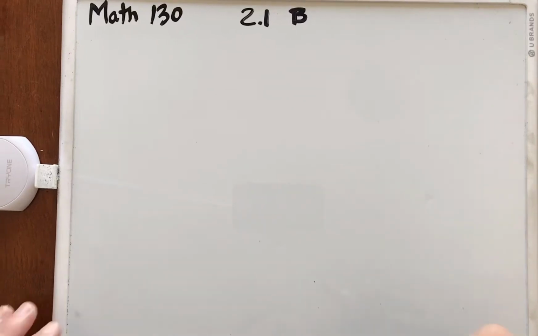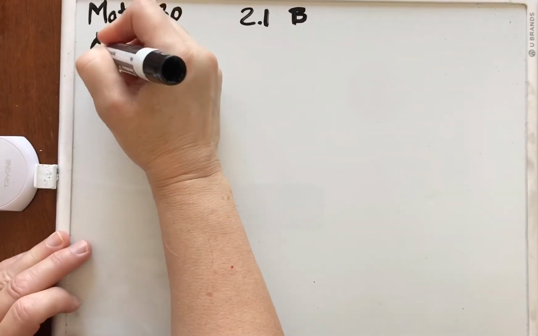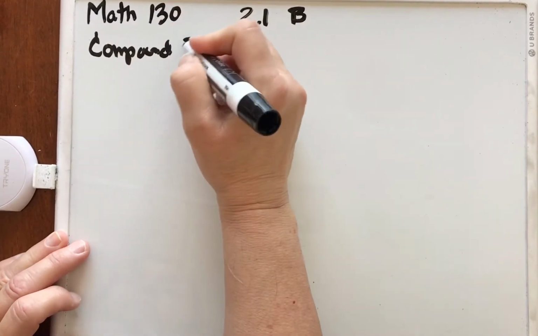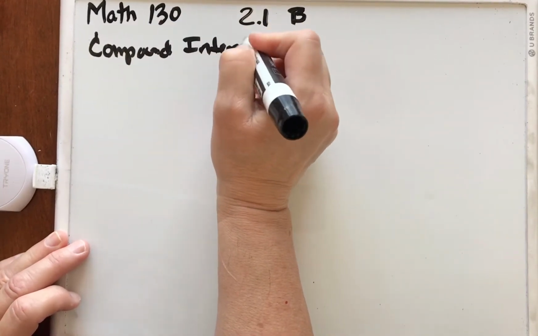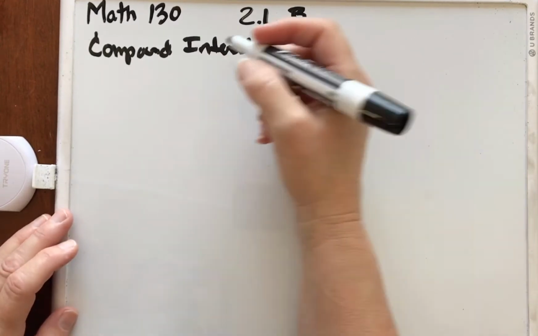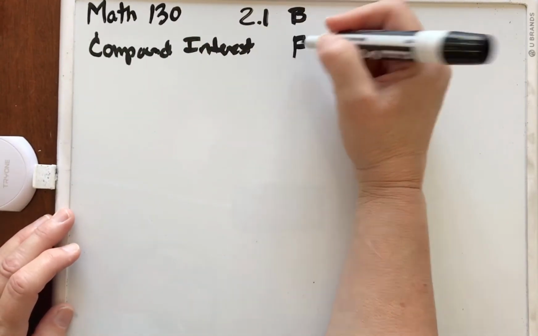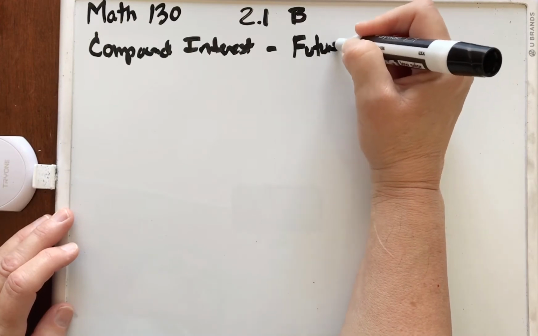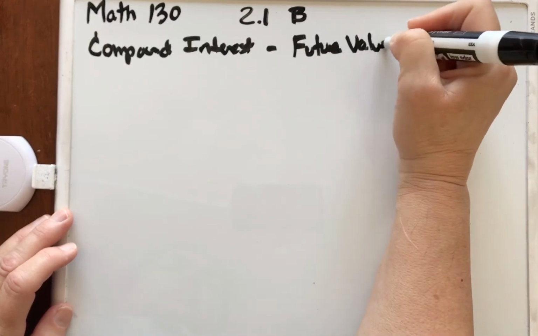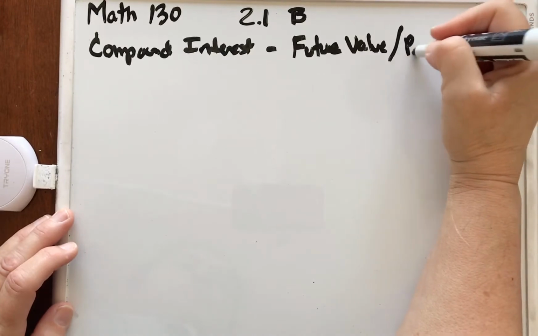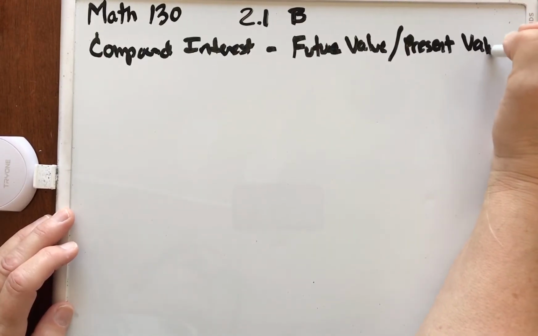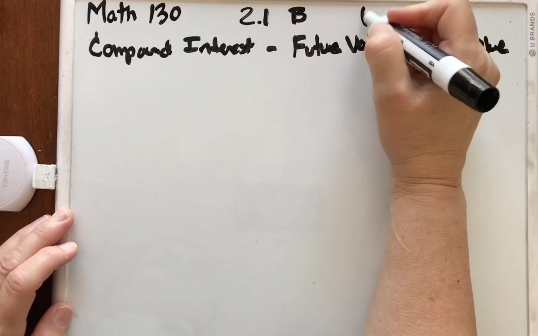Welcome back. Okay, we're going to look at compound interest. All right. So in this case, we're going to be looking at future value / present value. We can use the same formula for both.